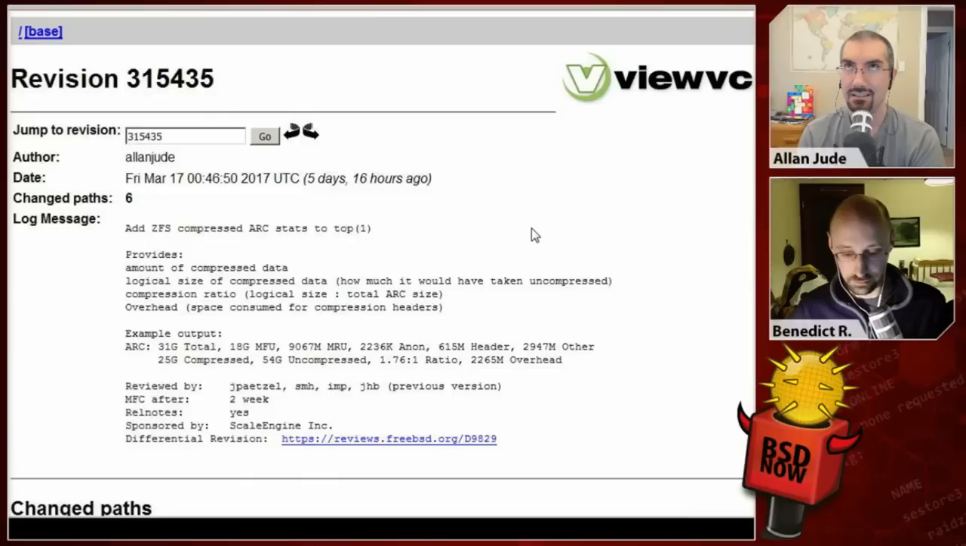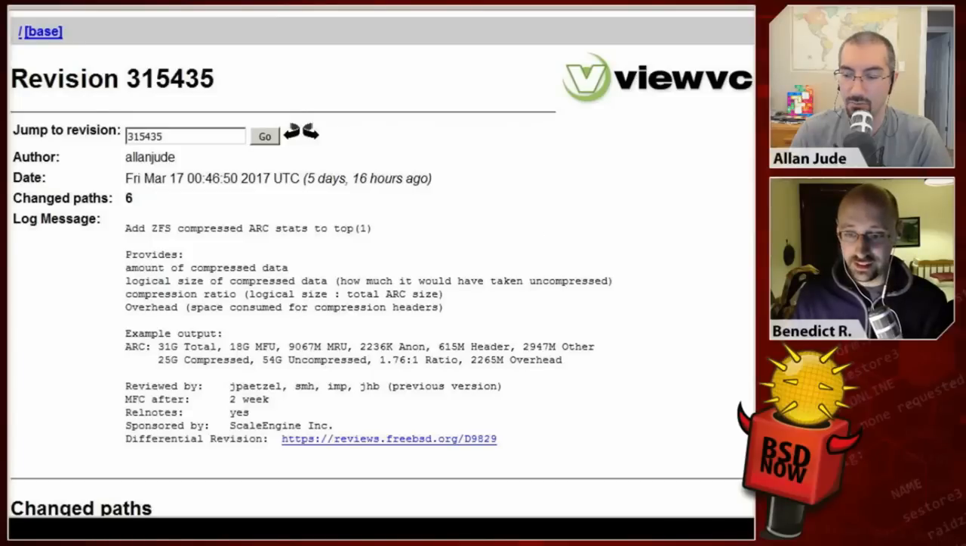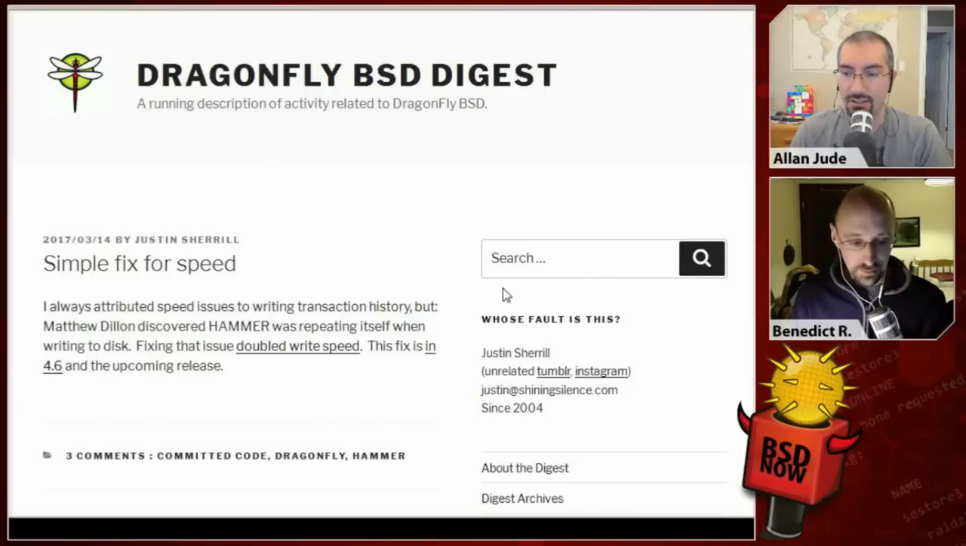It's in the newer versions of FreeBSD that are coming out, or if you're running head, you can get it. It should be MFC'd now in time for 11.1, which I guess we'll have to talk about next week. The schedule for that was announced. So next up, something we have to look forward to, some DragonFly news.